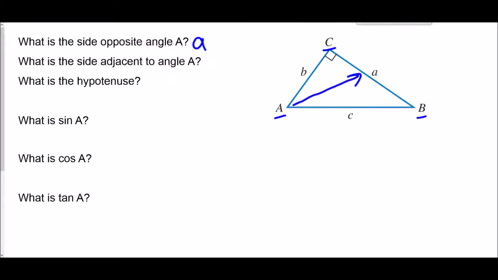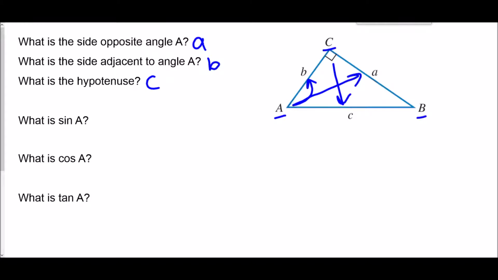Well, when it comes to being adjacent, a side is either opposite, adjacent, or hypotenuse. We know what the opposite is already. The hypotenuse is always opposite the right angle, so the hypotenuse is C. The only thing left for the adjacent side is B. And if you look at where it's placed, it's just right next to it, so it's adjacent to it. So you have your opposite, adjacent, and hypotenuse.